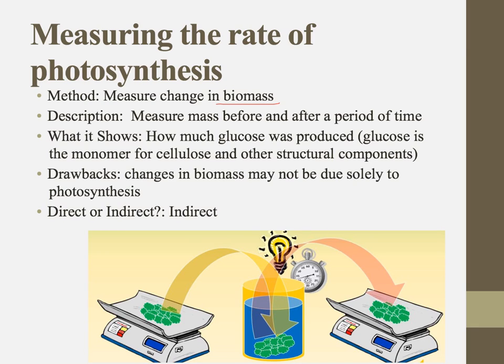The problem is it may not be due solely to photosynthesis. There could be other factors there, like is it absorbing water from the environment? Are there some other factors that are going on? Is it having to expend a lot of energy that it wouldn't normally be expending? And so this is what we call an indirect measurement. We're assuming that one of the products of photosynthesis is making a change in what we're measuring, but we're not measuring an exact product of the process.